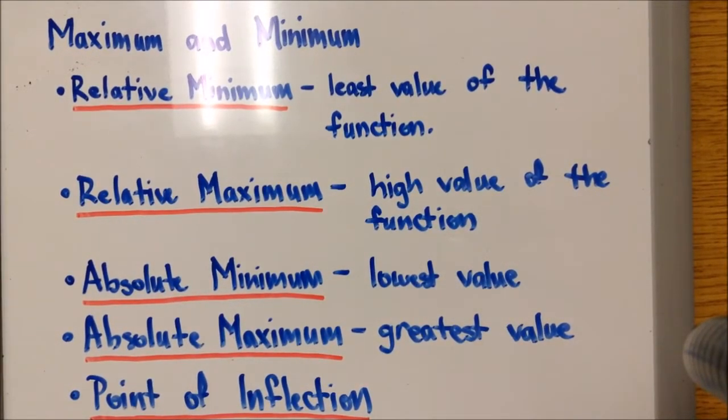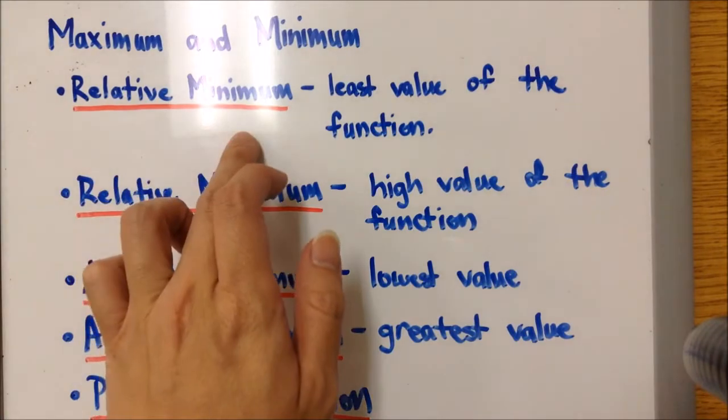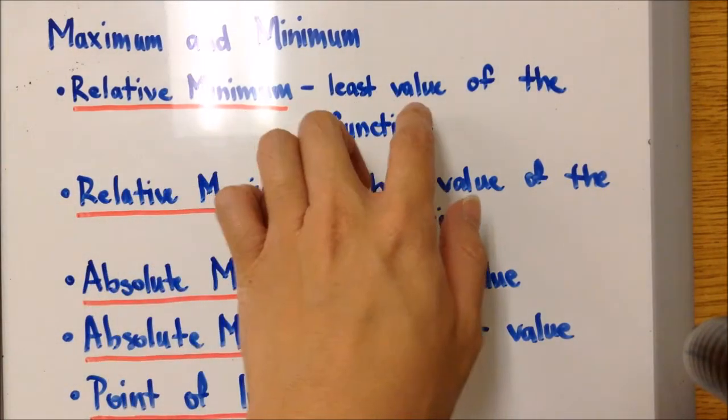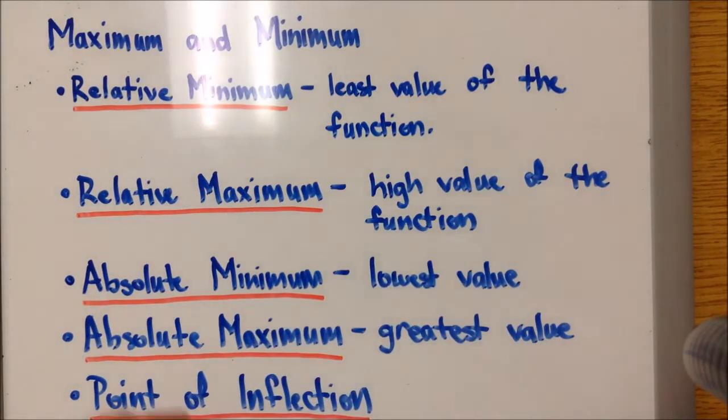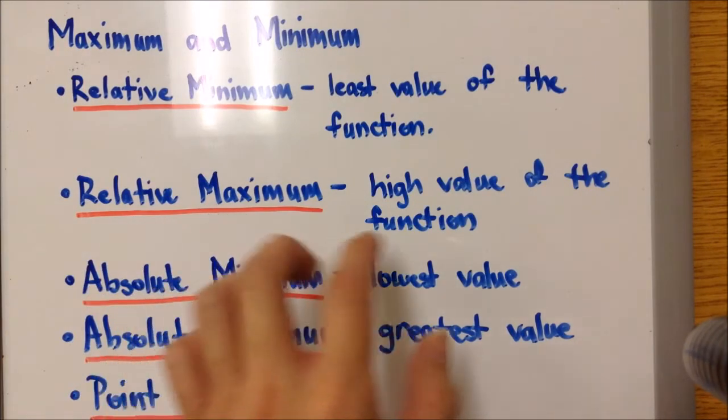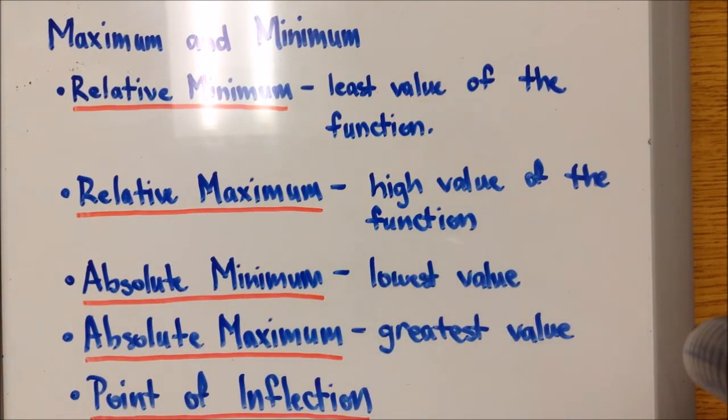For the heart of this section, you're going to focus on identifying maximum and minimum of a given function using its graph. So the components of extrema are these right here. Let's go over each of them. Relative minimum is the least value of the function. Relative maximum, the highest value of the function. Now, absolute minimum is the lowest value.